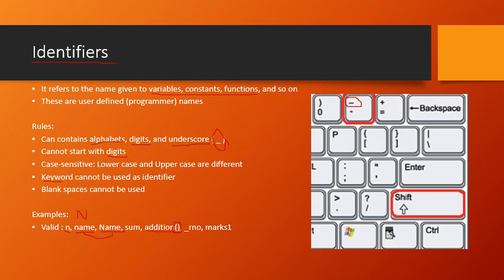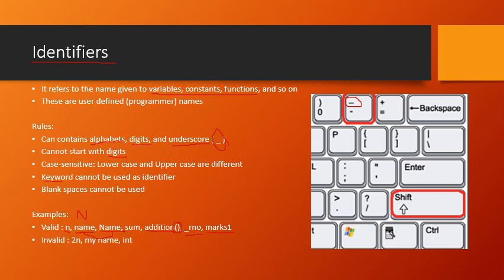Then interestingly, you see the next example, written underscore RNO, right? The first letter is an underscore. That is also allowed. In the next one, there are digits, marks1. This identifier is not starting with the digit, but it is ending with the digit. So that is possible. So these are a few of the valid examples.